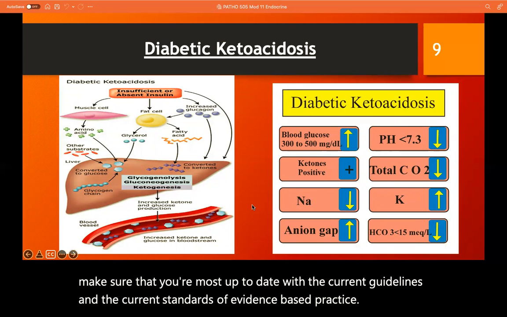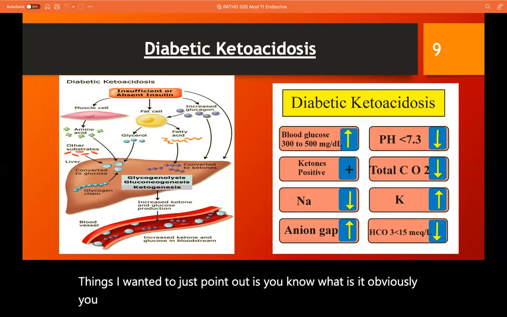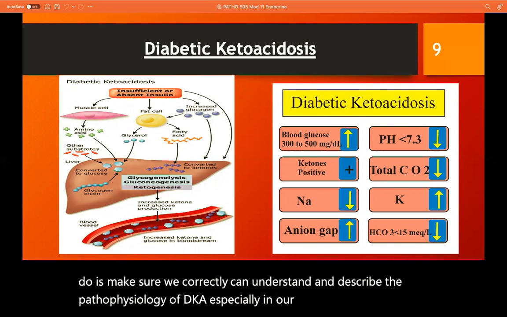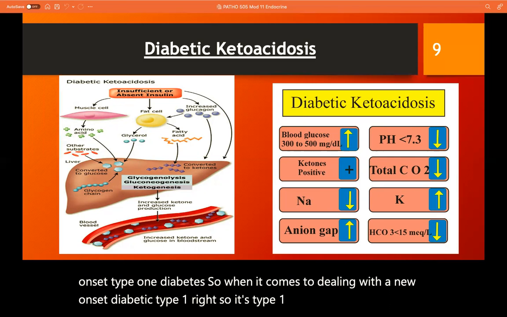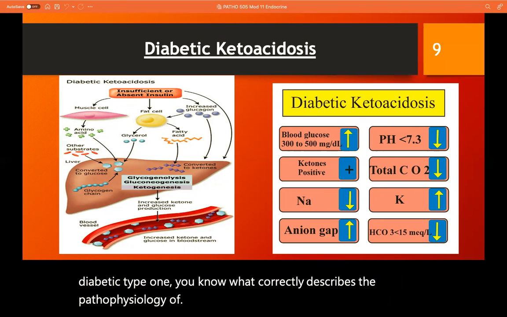Okay, so diabetic ketoacidosis. Things I wanted to point out are, what is it? Obviously, you need to know what it is. And the other thing I wanted to do is make sure we can correctly understand and describe the pathophysiology of DKA, especially in our new patients with new onset type 1 diabetes. So when it comes to dealing with a new onset type 1 diabetic, right?